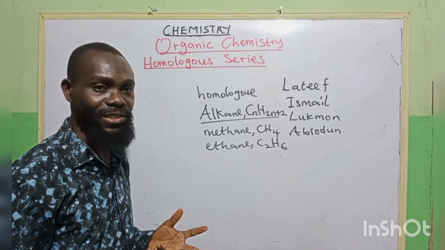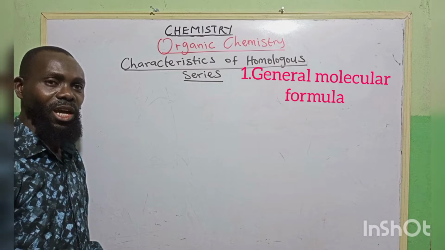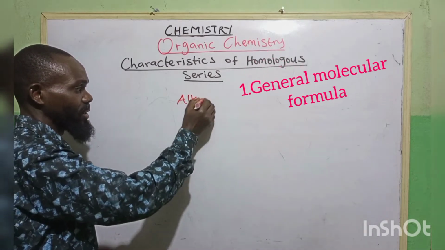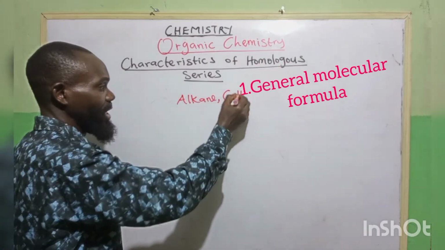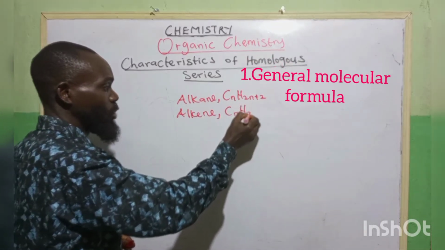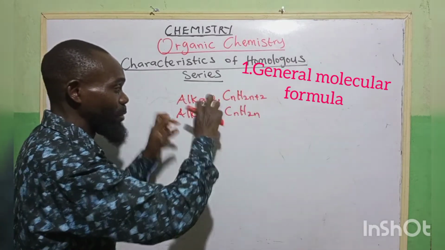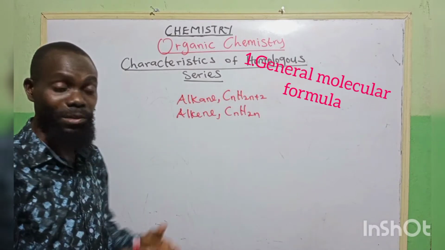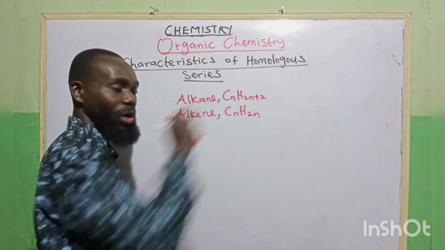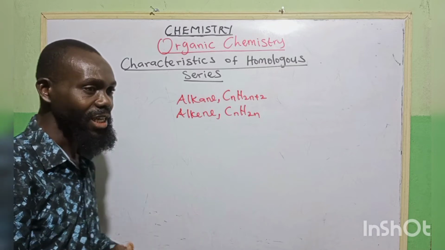Now, what are the characteristics common to homologous series? The first characteristic is general molecular formula. Each homologous series has the same general molecular formula. The first one, we have alkane. Alkane has general molecular formula of CnH2n+2. Then alkene has general molecular formula of CnH2n. So each member of this homologous series will always follow their general molecular formula. When talking about alkane, the first member is methane, followed by ethane, propane. Whenever we want to form each of the members, we are going to follow this general molecular formula. Likewise, alkene with the general molecular formula of CnH2n.